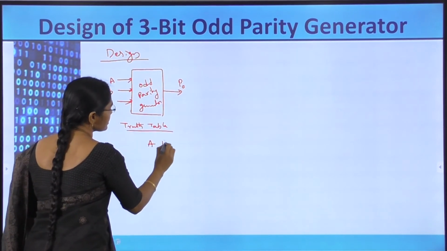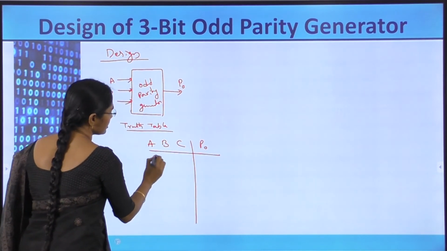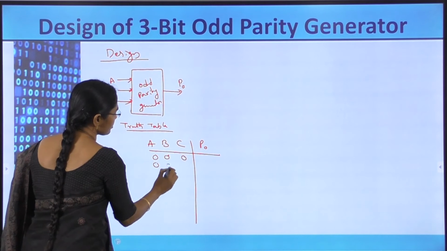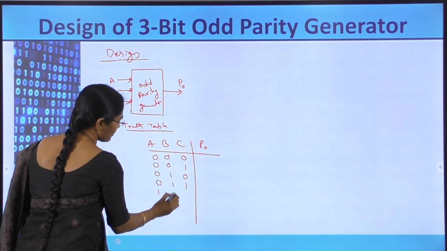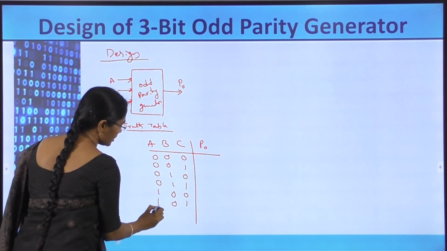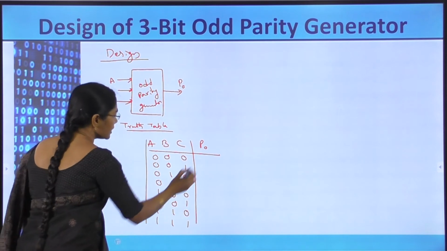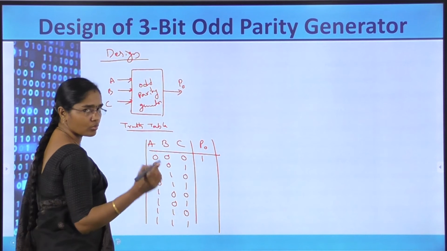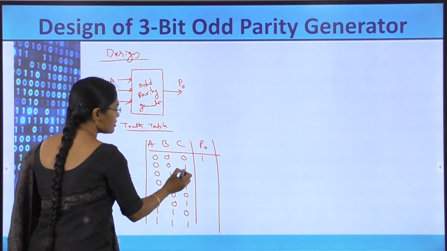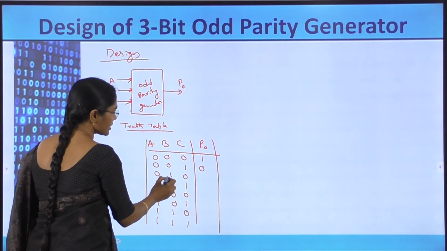That is A, B, C and P0: 0 0 0 0, 0 0 1, 0 1 0, 0 1 1, 1 0 0, 1 0 1, 1 1 0 and 1 1 1. Okay, then the odd parity bit. Since there are 3 zeros and no 1, 1 will be the output. Then for 0 0 1, odd parity is already there, so the output of the odd parity generator is 0.